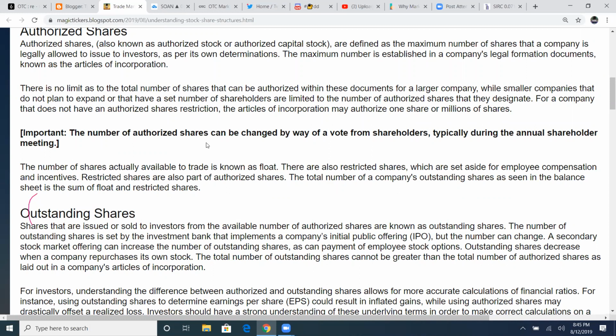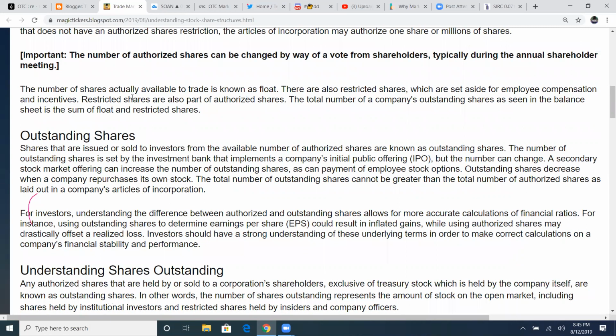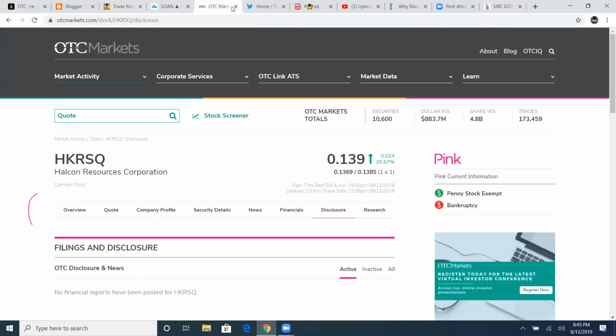Important: the number of authorized shares can be changed by way of a vote from shareholders, typically during the annual shareholder meeting. The number of shares actually available to trade is known as float. There are also restricted shares, which are set aside for employee compensation and incentives. Restricted shares are also part of authorized shares. The total number of a company's outstanding shares, as seen in the balance sheet, is the sum of float and restricted shares. So, just to give you guys a little example.